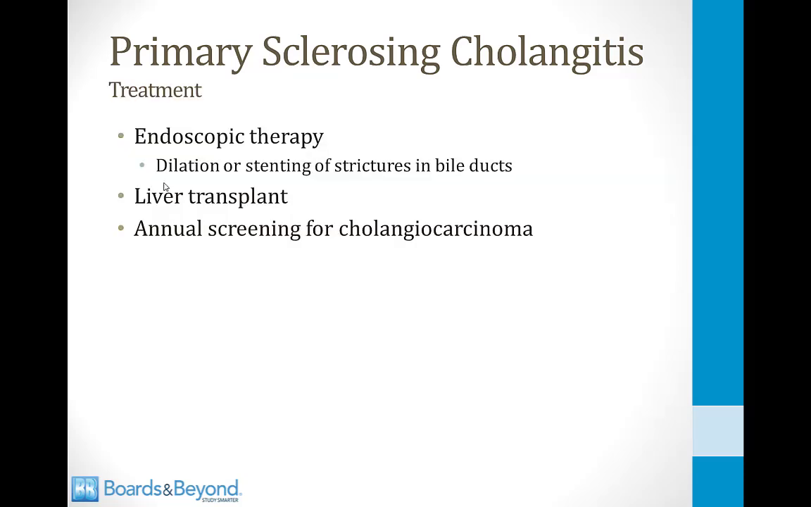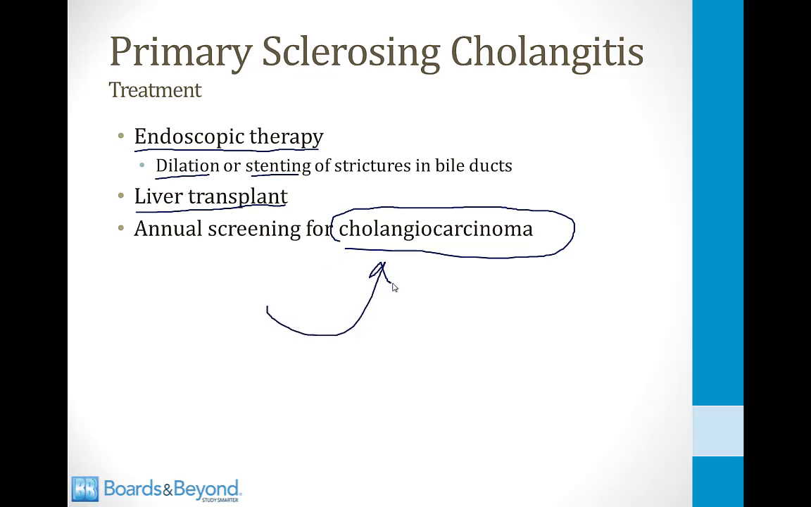The treatment of this disorder often involves endoscopic therapy. This is where an endoscope is placed into the biliary tree so that the bile ducts can be dilated or sometimes stented. This will break up those strictures and allow bile to flow. Often these patients progress to require a liver transplant, and importantly, they undergo annual screening for cholangiocarcinoma, which is a very rare cancer of the bile ducts. The risk of this cancer is increased in patients who have sclerosing cholangitis.